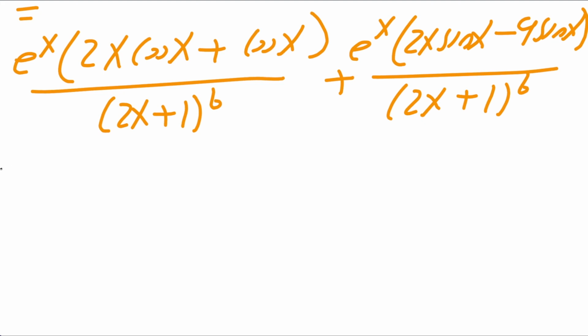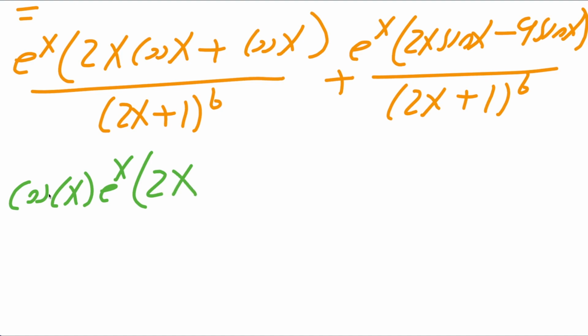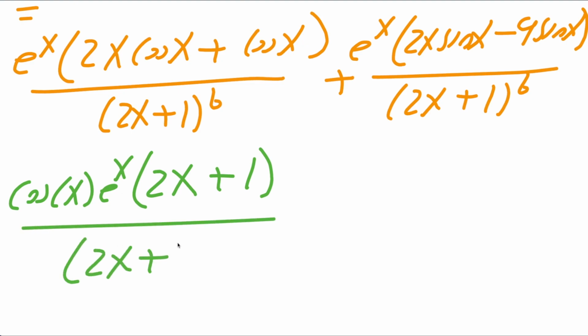Now, for the first one, we have cosine x, cosine x. So you could factor out a cosine x, and you could say you have cosine x, e raised to x, parentheses, 2x, because 2x times cosine x is this term, plus 1, divided by parentheses, 2x plus 1, close parentheses, raised to 6. So you notice something, 2x plus 1, 2x plus 1. So next we'll have to clean this up again.